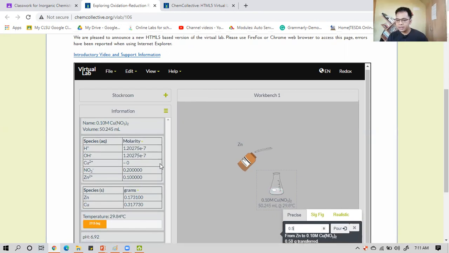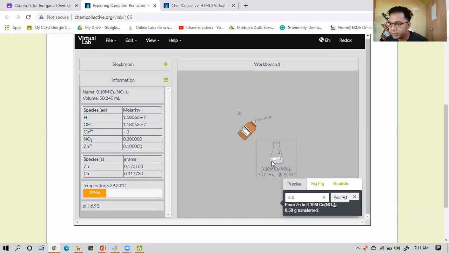Ayan. And if you notice, the color changes from blue to white. Ayan, which indicates the chemical change in the reaction, or chemical reaction. And nagbago din yung temperature and yung pH. So therefore, the zinc is able to oxidize, the copper sulfate able to oxidize the zinc salt.